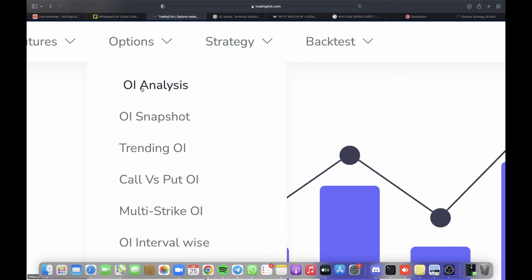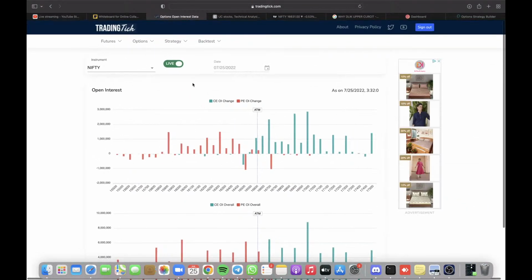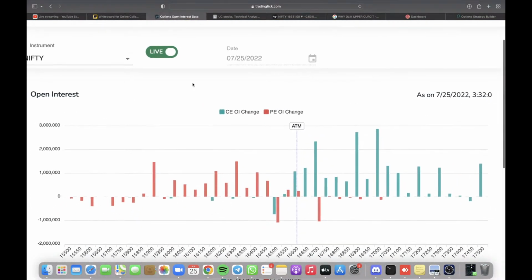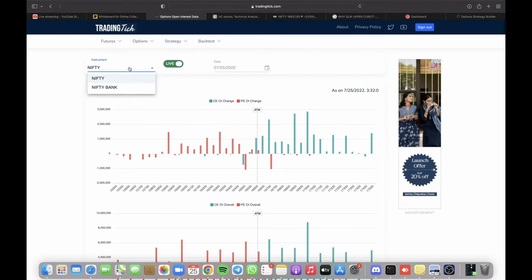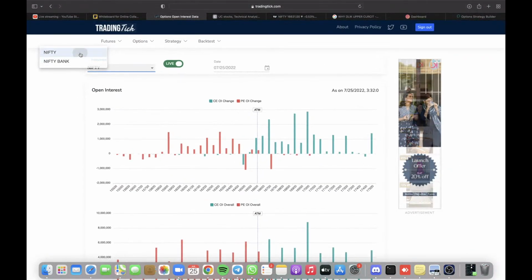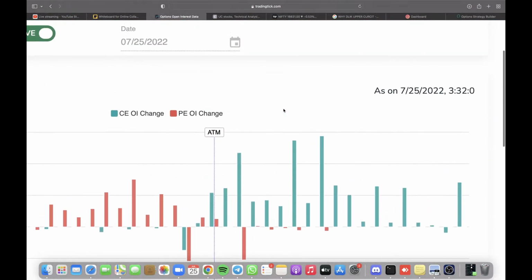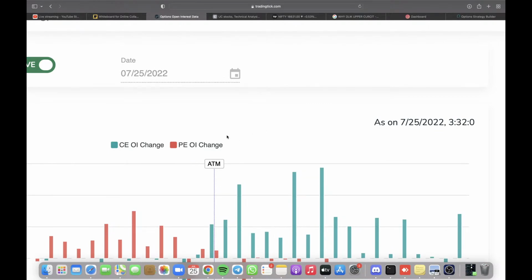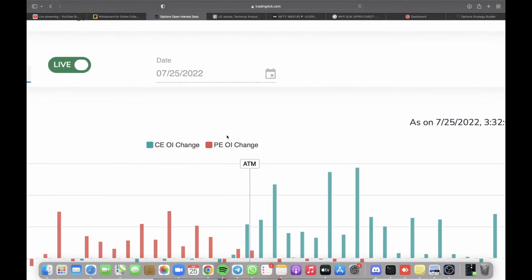Clear, right? So you click on this OI analysis and you get this data. Then you can select Nifty or Bank Nifty of your choice. So for example, I want to see the OI data of Nifty. This is what the data is somewhere about. Can you see this data? Yes, you can see this data.